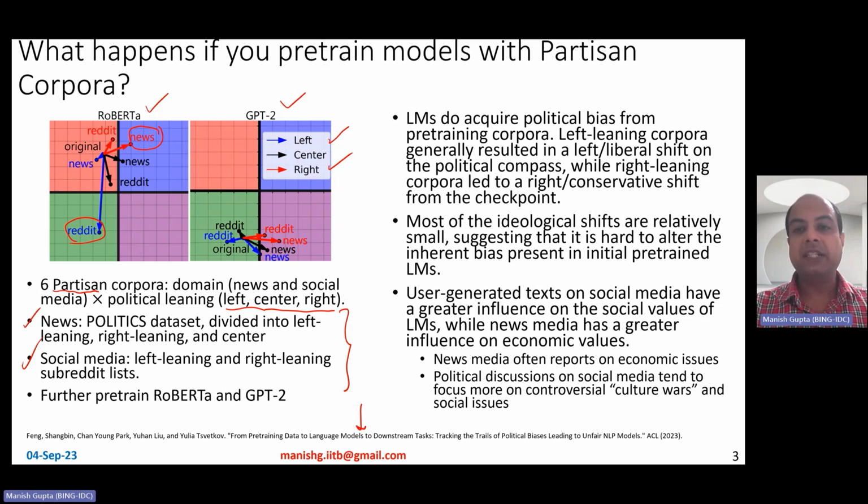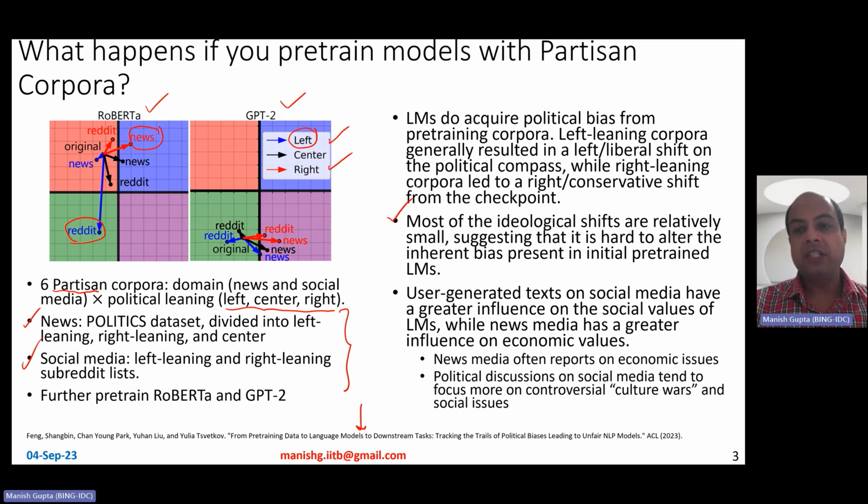Left-leaning corpora generally result in a left or liberal shift on the political compass, while right-leaning corpora result in a right shift. So all the red arrows seem to be going to the right, right? Red arrows seem to be going to the right. Blue arrows seem to be going to the left. So left ones basically lead to more left-leaning models, while right ones lead to more right-leaning models. That's sort of obvious and expected as well, right? But it's dangerous to think about it that way, right? So pre-training corpus can actually decide the political leaning behavior of your pre-trained model. That's the most important takeaway, right?